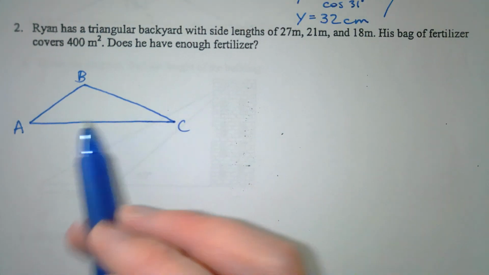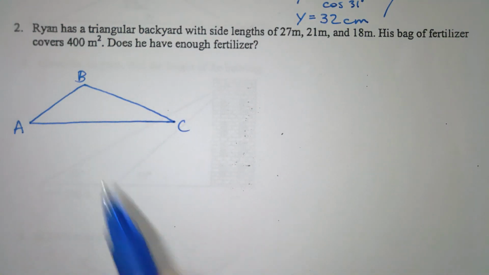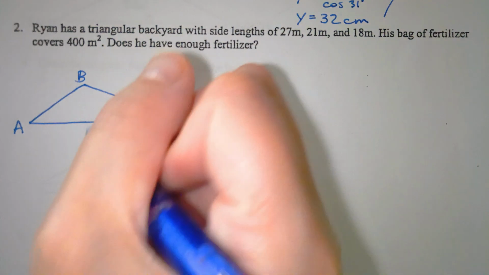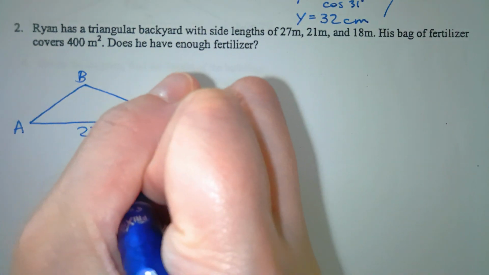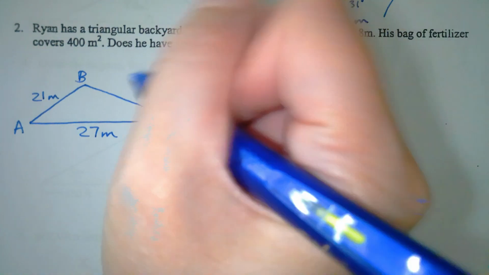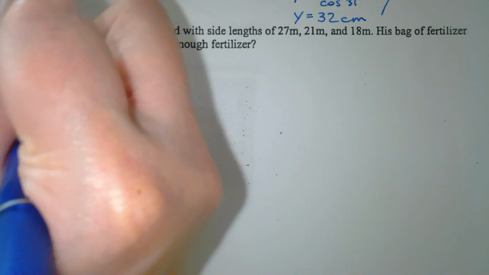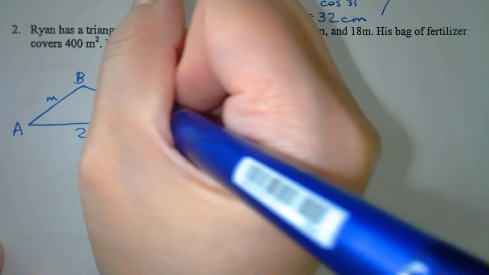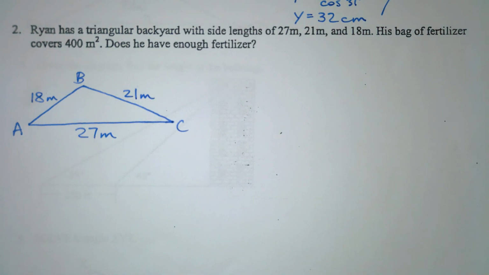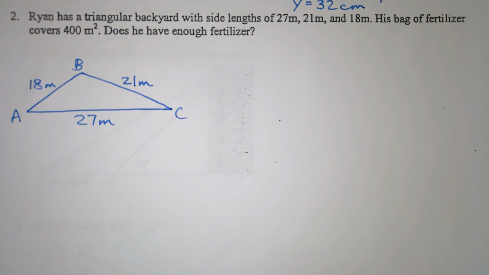Which side looks like it's 27? Yeah, B, because this side looks the longest. This side looks like the 21. This side looks like, oops, sorry, no, 18. Now this is again just a sketch. It's not to scale. I just wanted to give myself a diagram because it's easier to see and understand.